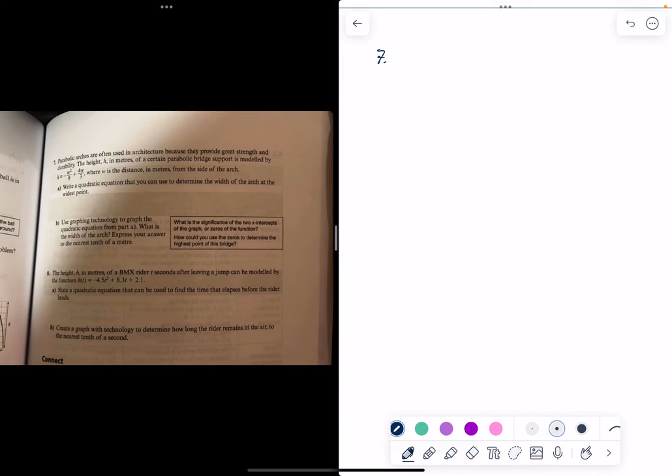So, we're going to do question 7, right? Let's read it first. Parabolic arches are often used in architecture. So, what are arches? Boom, that's an arch. Doesn't that look familiar? That's because it's a parabola. It's often used in architecture because they provide great strength and durability. So, the height h in meters of a certain parabolic bridge support is modeled by h is equal to blah blah blah, where w is distance in meters from the side of the arch.